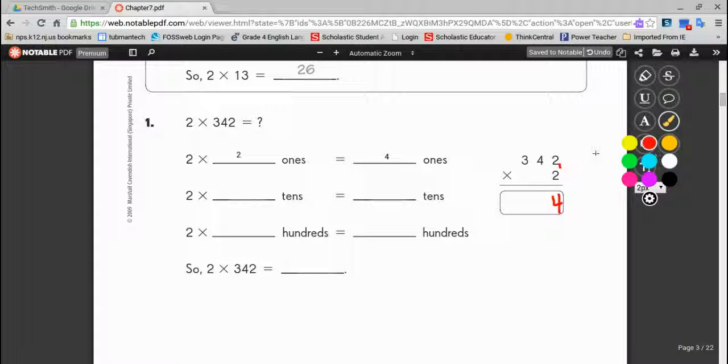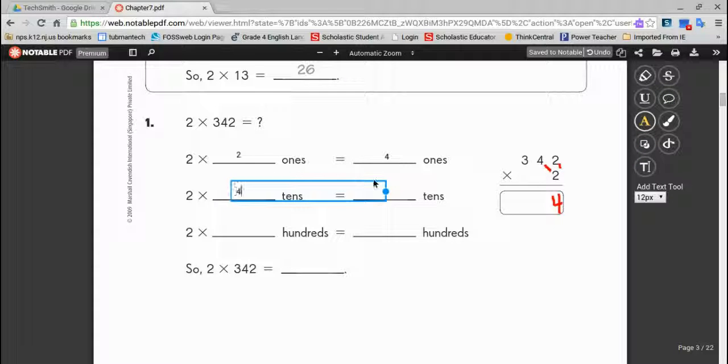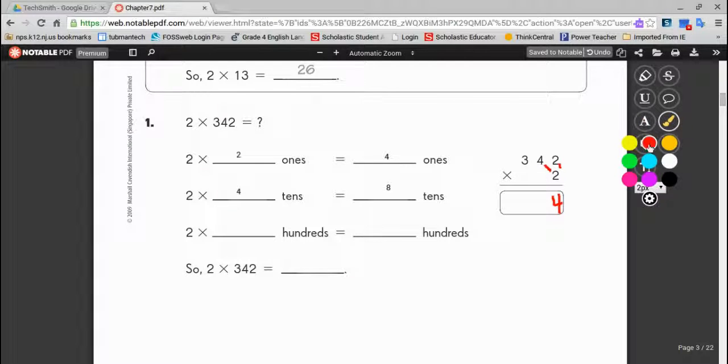Now the second thing I want to do is my 10 spot, which is 2 times 4 tens. So over here, I have to do 2 times 4 tens. Okay. And we know 2 times 4, well that's 2, 4, 6, 8. That's 8 tens. Okay, so I want to write 8 in my 10s spot, which is right next to it.